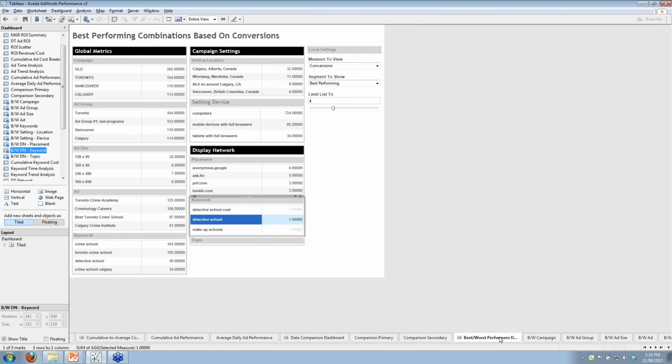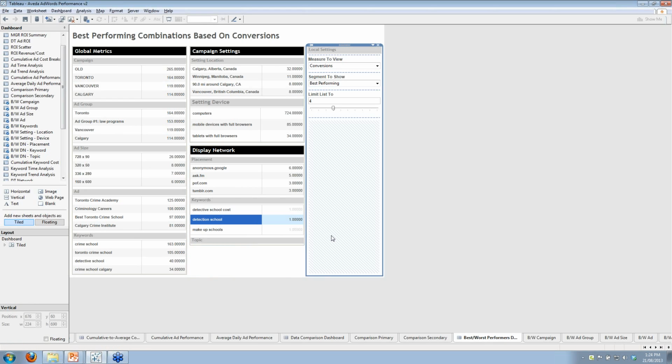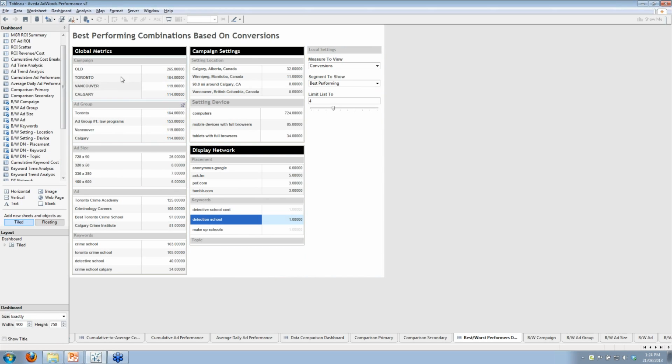I also wanted to take a look at what we call our best and worst performers. A lot of times, if you have a number that's really standing out, you want to know how much higher that number is than the other numbers. So we can take a look inside here and see the relative scale of these to each other. Let's look at this dashboard. Based on conversions, this shows which are the best performing combinations across all of the different AdWords components. We can look at it by campaign, ad group, ad size, ad, keyword, and also by location and by device: mobile devices, tablets, computers. Look at this, for example.